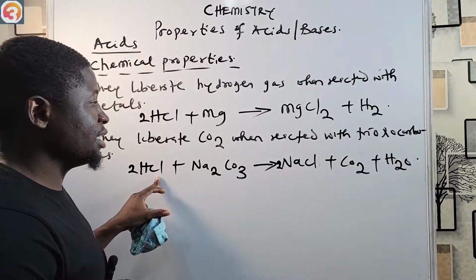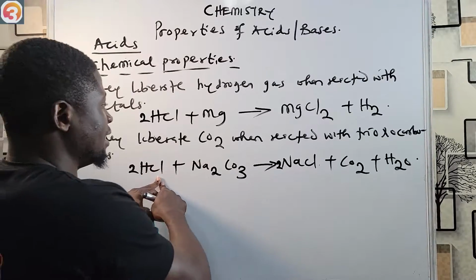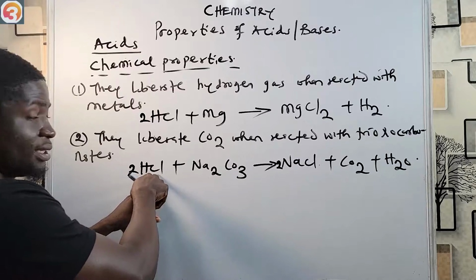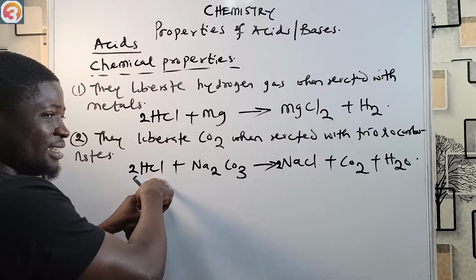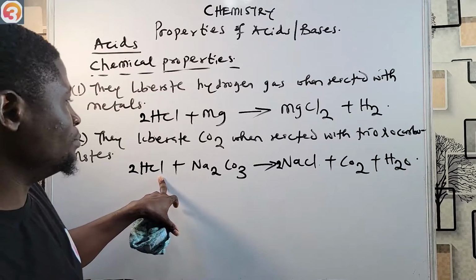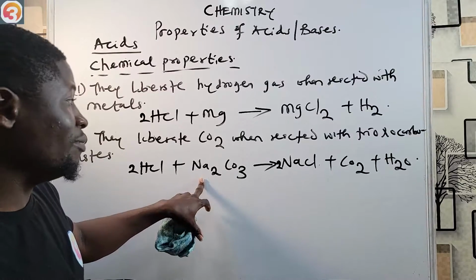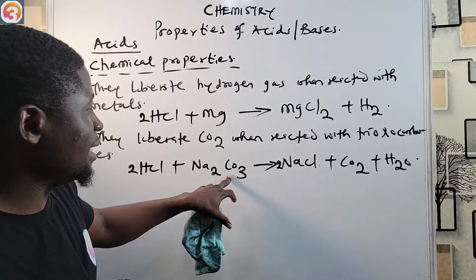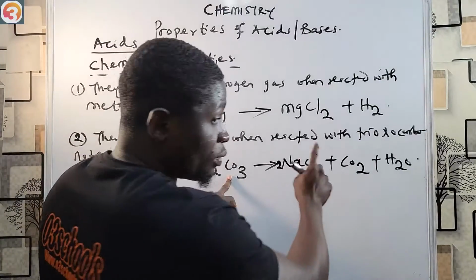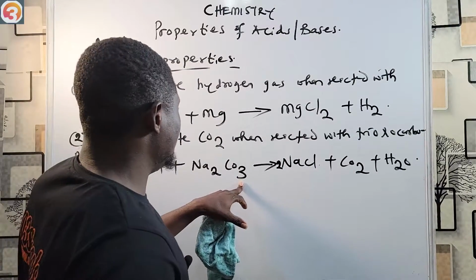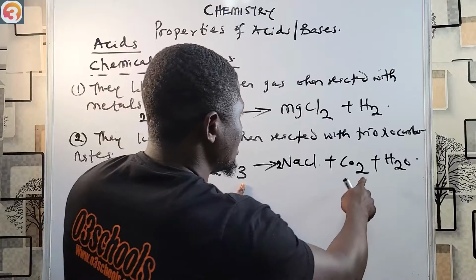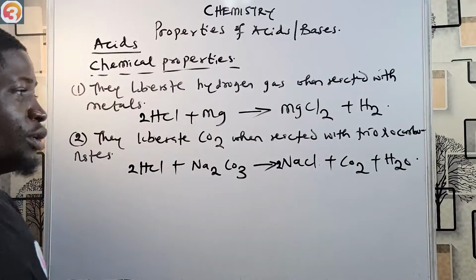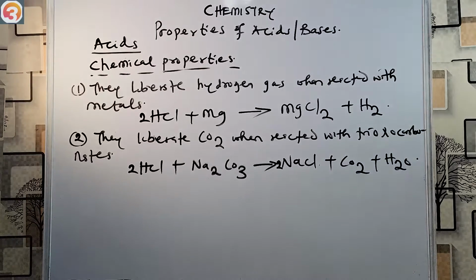Now, is Cl balanced? Let's check for Cl. There's 2 Cl here, there's 2 Cl here. This 2 is affecting both the H and the Cl. That means Cl is balanced here. Now, Na, we have balanced Na already. Is carbon balanced? Yes, it's balanced. Just 1 carbon here. Is oxygen balanced? Let's see oxygen. There's 1 oxygen here, there's 2 here. 2 plus 1 is 3. So you see that the equation is very, very balanced.